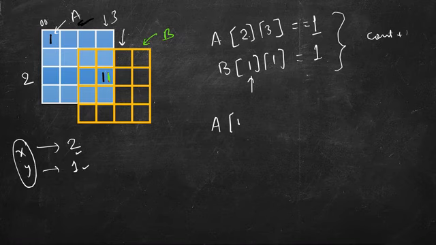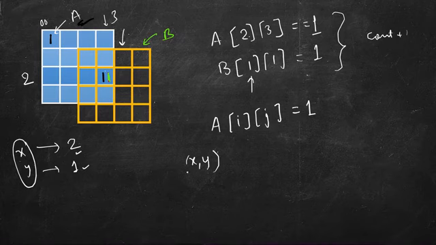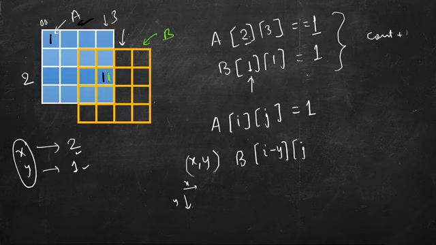So now let's generalize. We are looking at Aij. When Aij is 1 and shift is, let's say, X and Y, in the X direction by X, Y direction by Y. Then B, what is this? This is nothing but this value minus X minus Y. Why? Because if we put it back, we will have to move it left by 2 units and up by 1 unit. So this is B I minus Y and J minus X.